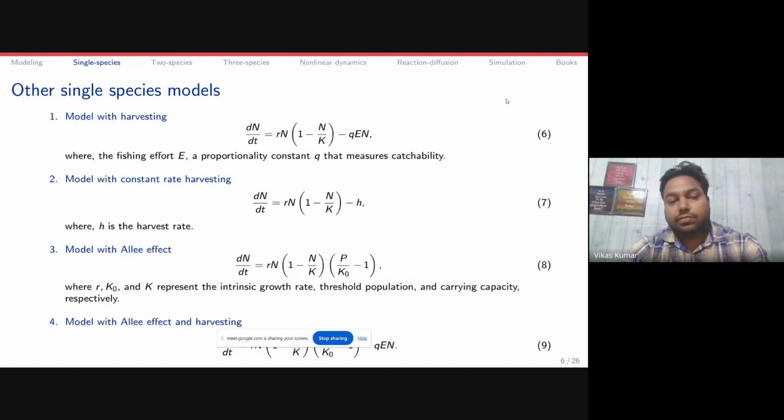So this is all about the single species models. Then we will move to our two species models, because you know the world is not enough without interaction.